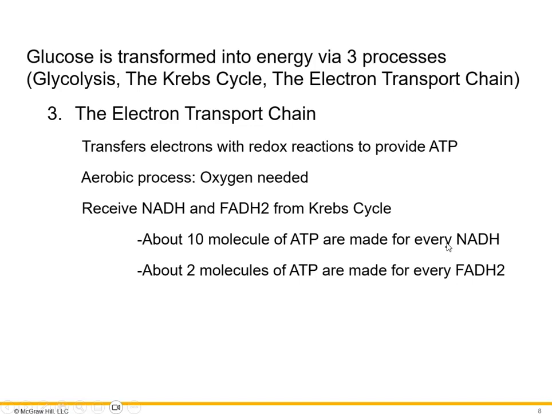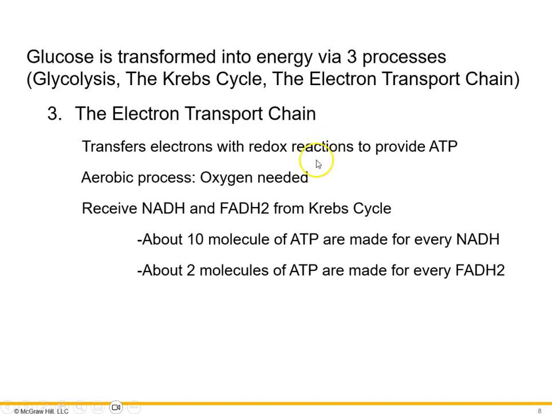Once we get to the electron transport chain, this is where we are transferring electrons with redox reactions. And that's what's providing our heavy amount of ATP. Redox reactions are something that we're going to be introducing right now, so don't feel hesitant if you don't recognize that, but I've got a video that's really going to clear up what redox reactions are that'll hopefully make it stick for the long term for you.